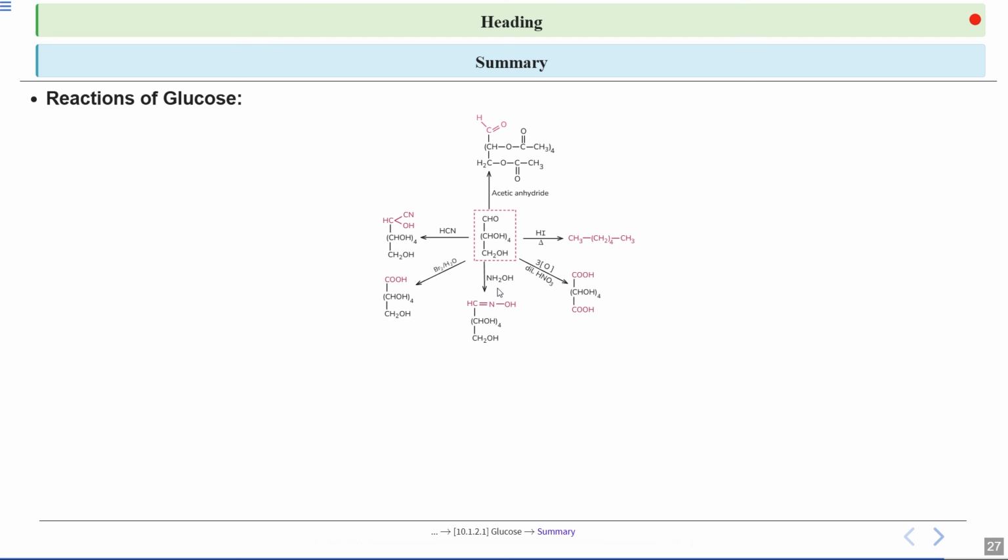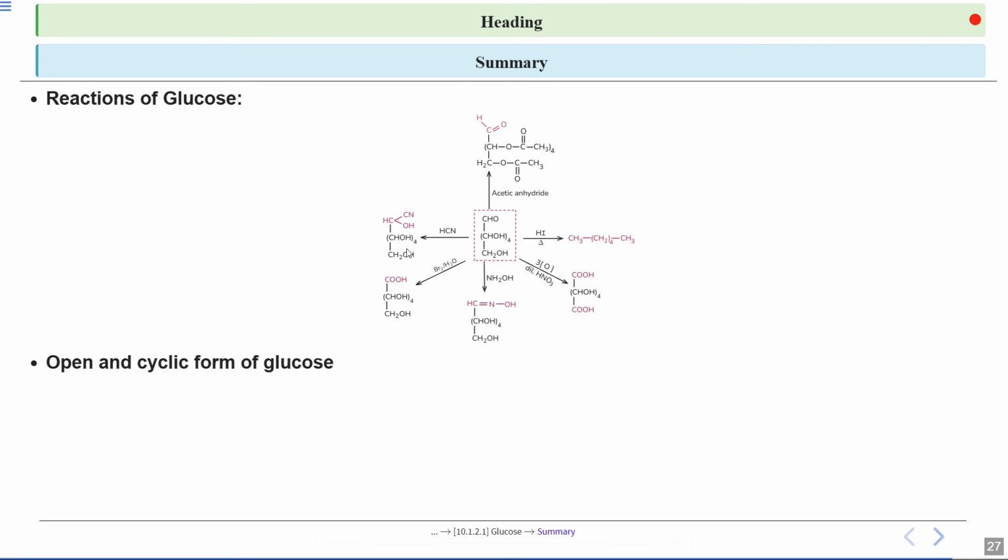When it reacts with hydroxylamine, NH2OH, it forms an oxime. When it reacts with bromine water, it forms gluconic acid, where we have a COOH group and a CH2OH group. When it reacts with hydrogen cyanide, we get cyanohydrin, where this carbon is attached to one CN group and one OH group. So these are the overall reactions of glucose which we saw.